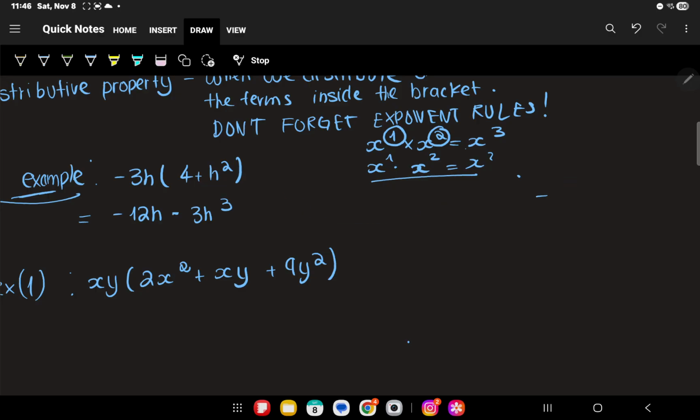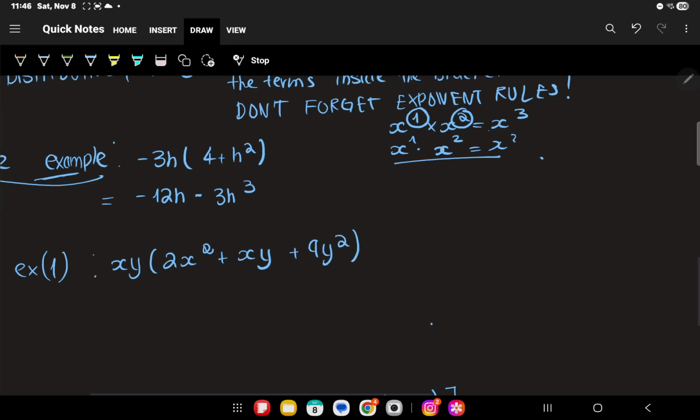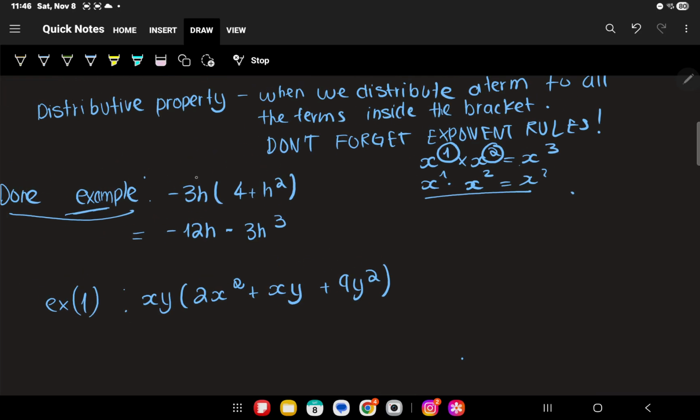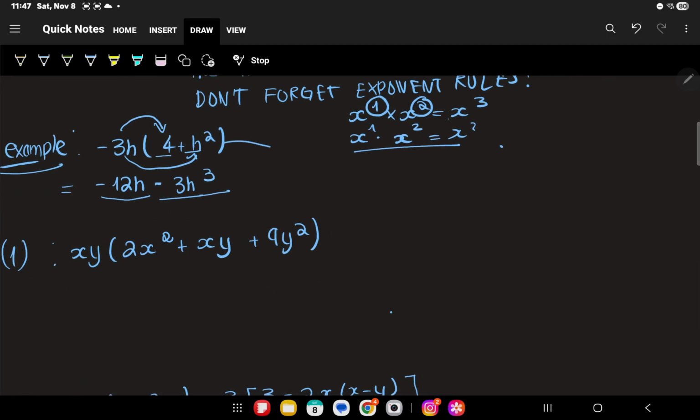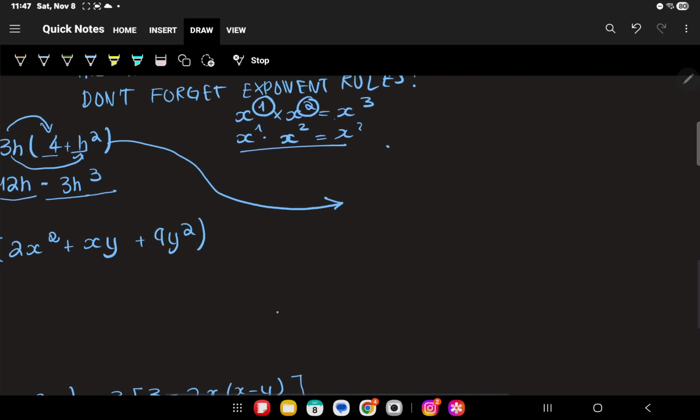Alright, what distributive property states is that we will distribute the negative 3h to each of these individual terms inside the bracket, which are 4 and positive h squared. So negative 3h times 4 is negative 12h, and negative 3h times h squared is negative 3h cubed. Let's break it down further.